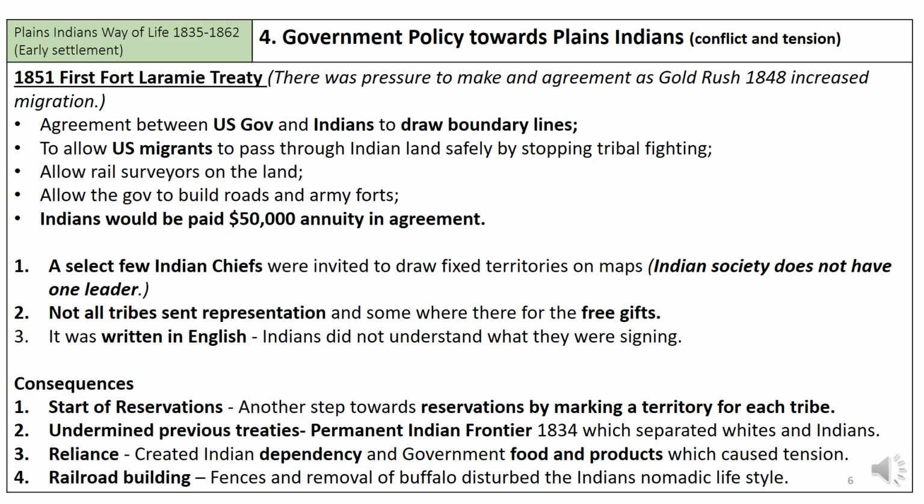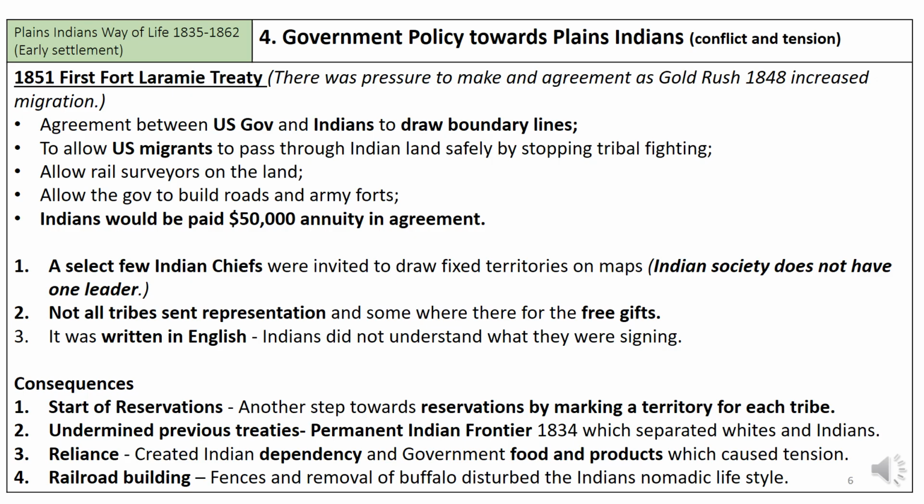What are the consequences of the first Fort Laramie Treaty? And remember, there are two. There is a second one. So this one is the start of very, very early reservations by drawing boundary lines. And this damages the nomadic lifestyle of some of the Indians.